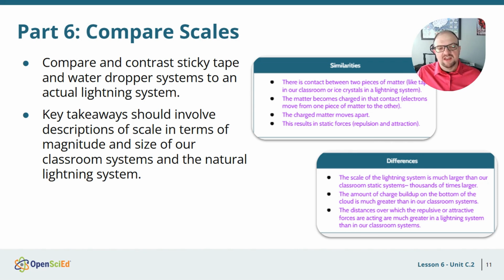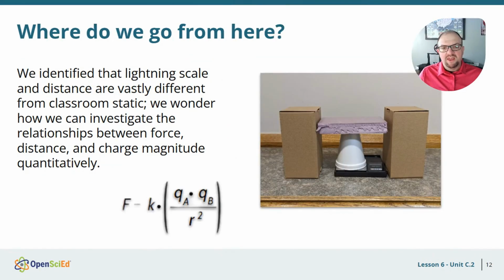But the differences side is where I have the class confront scale. I guide them to explicitly note that the distance and the amount of charge are vastly larger in the storm, in fact, thousands of times larger. Capturing this on that chart creates the essential gap in their understanding. It highlights that our qualitative model isn't quite enough anymore, which perfectly justifies why we need the math, specifically Coulomb's law, in lesson 7.